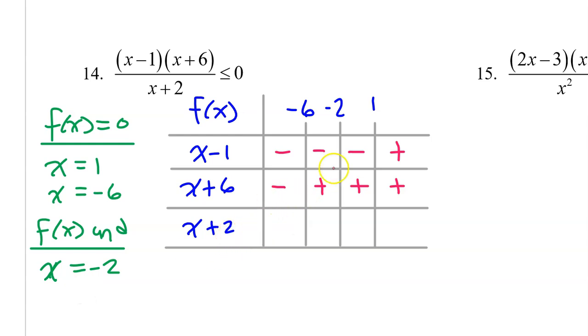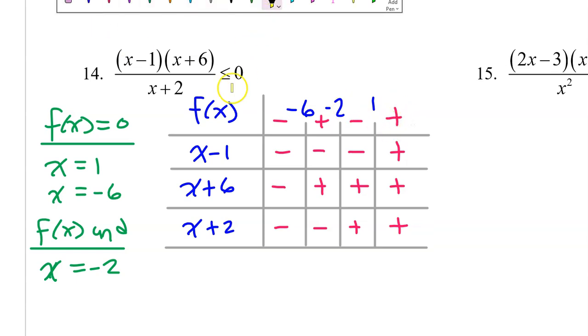X plus 2 gave us the 0 of negative 2. Negative to the left, positive to the right. F of x will be negative in the first interval because of the odd number of negatives, positive in the next interval because of the even number of negatives, and similarly it will be negative here and positive here. We are looking for the values of x that will cause f of x to be less than or equal to 0. So the solutions will be in the intervals where f of x is negative.